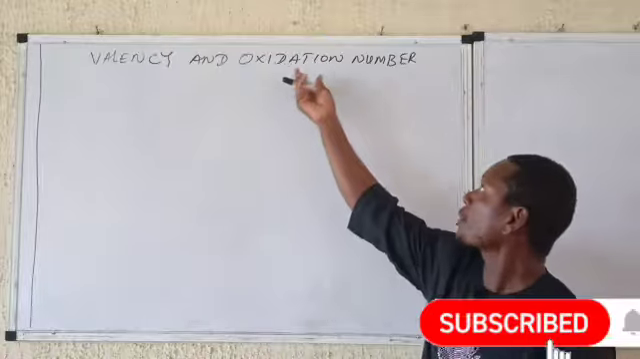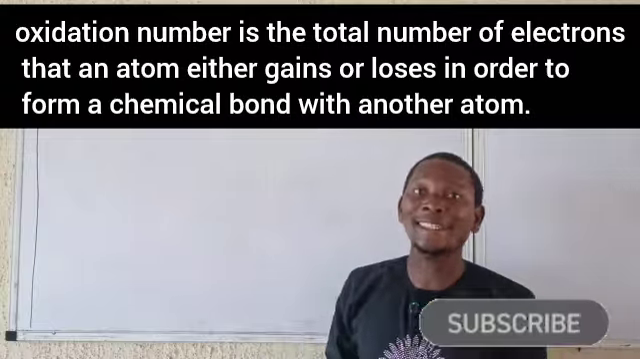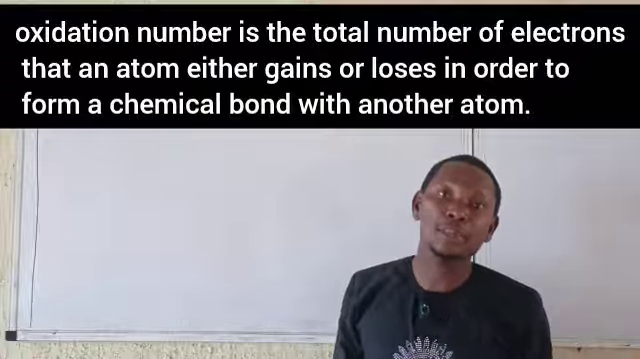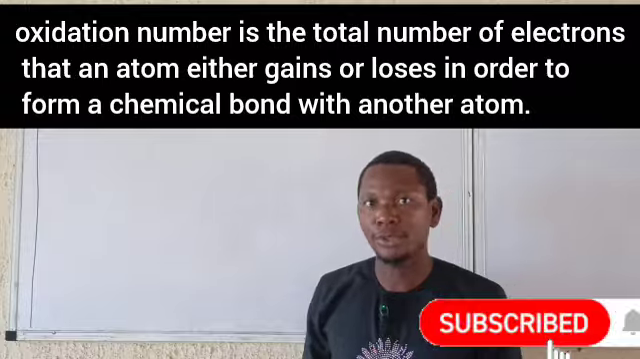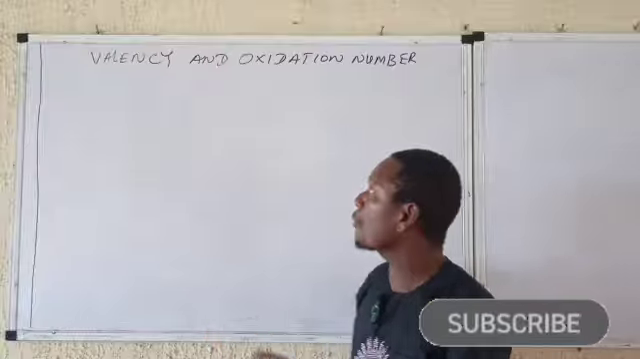Now, when you talk about oxidation number, it simply refers to the number of electrons that is either gained or lost to form a stable chemical compound. I'll use some structures to explain this simple fact.